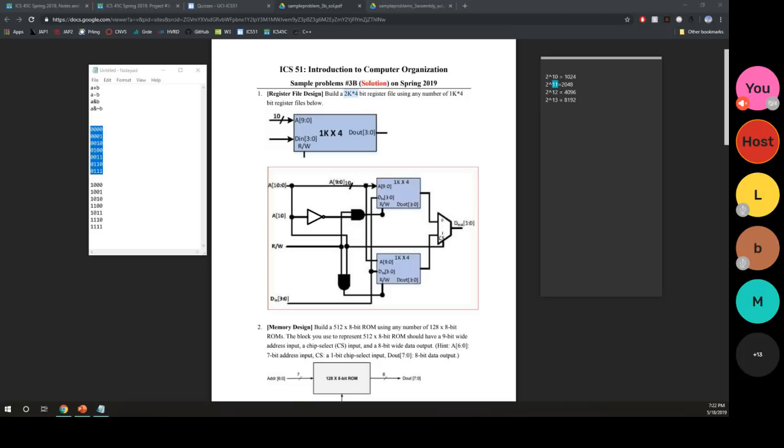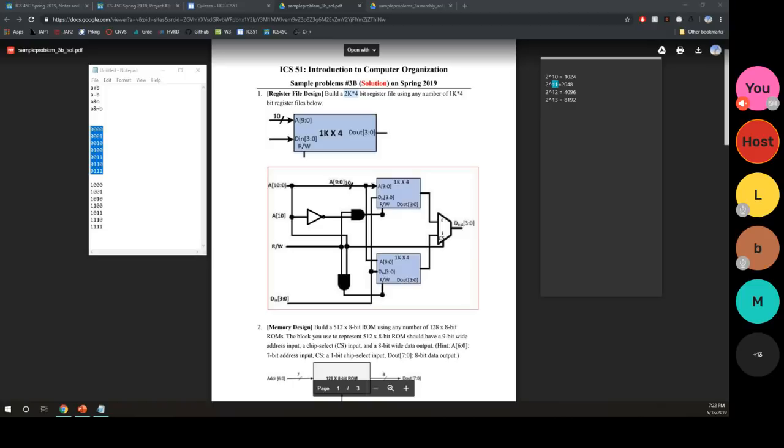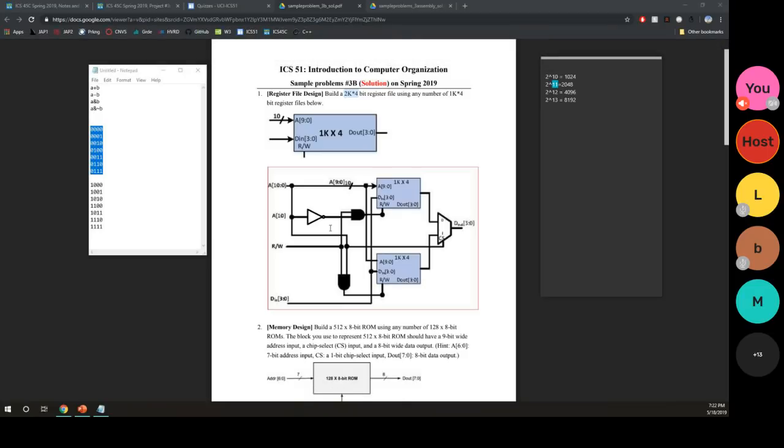Okay, and then the most significant bit in the read register. Yeah, exactly. The most significant bit determines which register we're going to. The read write only determines whether or not we're going to read. Does that make sense?